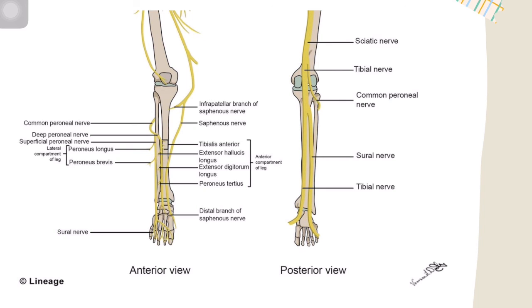Now, let's look into the common peroneal nerve. It branches into the deep peroneal nerve, which innervates the anterior compartment of the leg and the muscle of the foot, and into the superficial peroneal nerve, which innervates the lateral compartment of the leg.